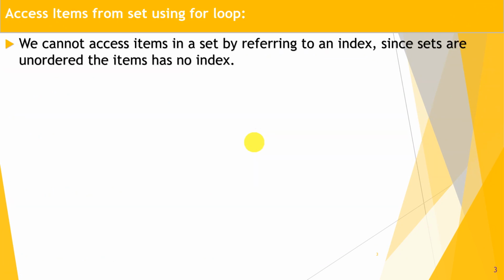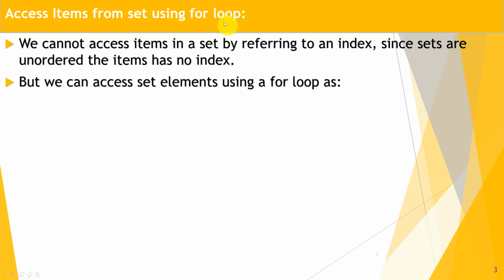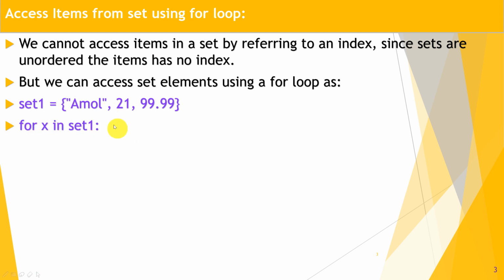How to access elements from a set using a for loop. We cannot access items in the set by referring to an index, since sets are unordered and the items have no index. But we can access set elements using a for loop. First initialize the set, then use the for loop: for x in set1 colon, and then print x. It gives you element values, but the order is not predictable. For example, it may first display Amol, then 21, then 99.99. No, because it is unordered.